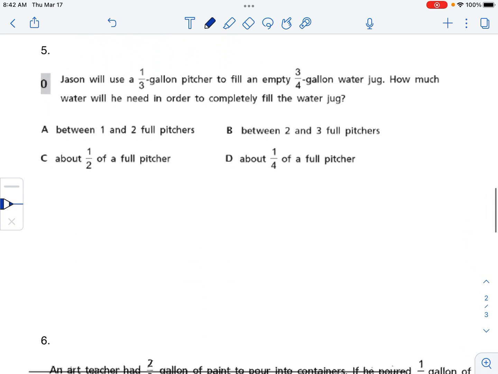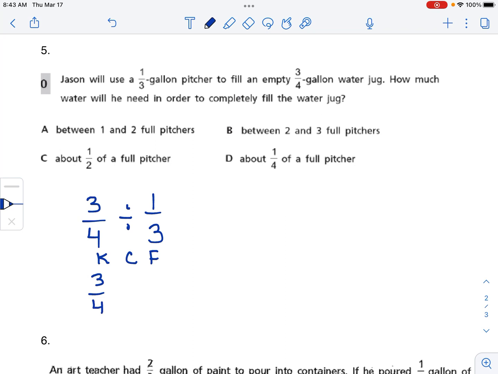Number 5. Jason uses a 1/3 gallon pitcher to fill an empty 3/4 gallons water jug. All right, so we want to know how many 1/3 are going to fit into the 3/4 over and over and over again. So 3/4 is our total that needs to be filled. We want to know how many 1/3 fit into it. So there's our division problem. We're going to multiply by the reciprocal, keep, change, flip.